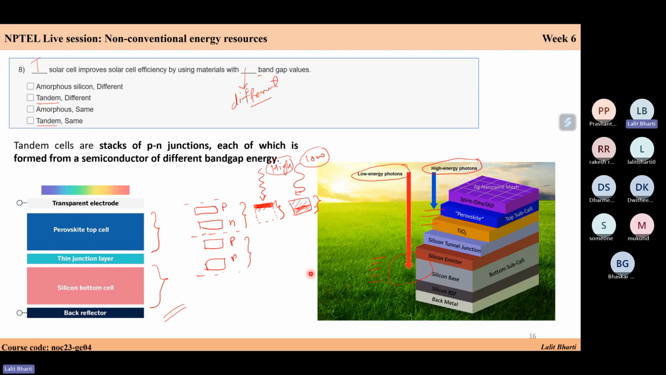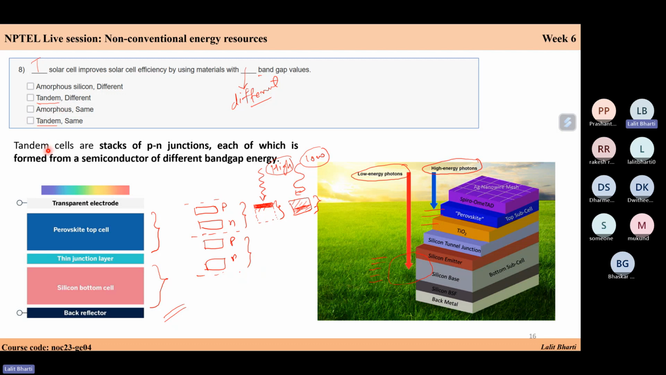So the next question is, here we are showing the different types of solar cells. The question is, tandem solar cells improve solar cell efficiency by using materials with blank band gap values. So we have amorphous silicon, tandem, amorphous, and tandem.